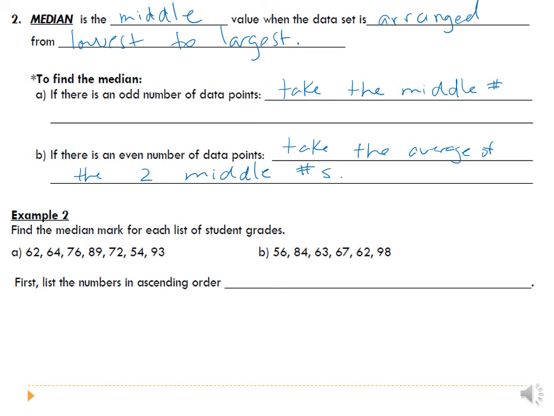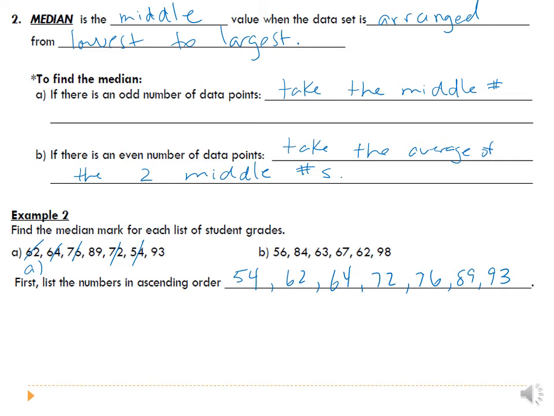So we're going to do a specific couple of examples here. We want to find the median mark for each list of student grades. So let's do, we'll say this is A. First list the numbers in ascending order, which basically just means go lowest to highest. When you're working with larger data sets, it's a good idea for organization to cross out the numbers as you go. So the lowest number is 54, cross it out, then you won't double count it, or miss it. Then 62, then 64, then 72, then 76, 89, and 93.